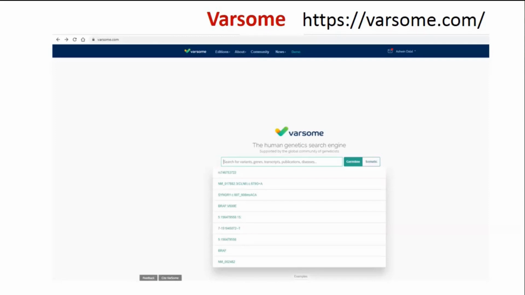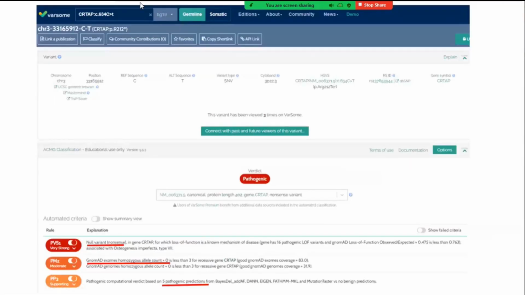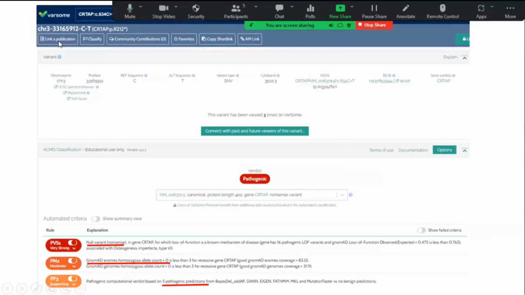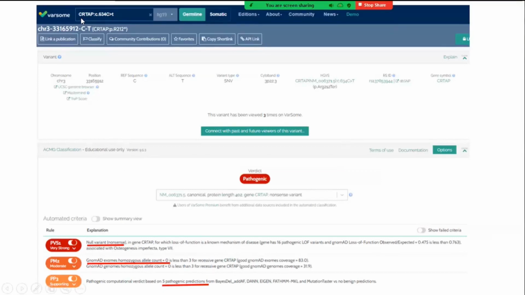Okay. So Warsum is one such database. With Warsum, I think they allow only one variant per day to be used. But Franklin is a very good database tool, which is free as of now to use. So let us see how it goes about. So we have this one variant here, CRTAP gene. You have put this variant here. So it is showing you the details of this variant.